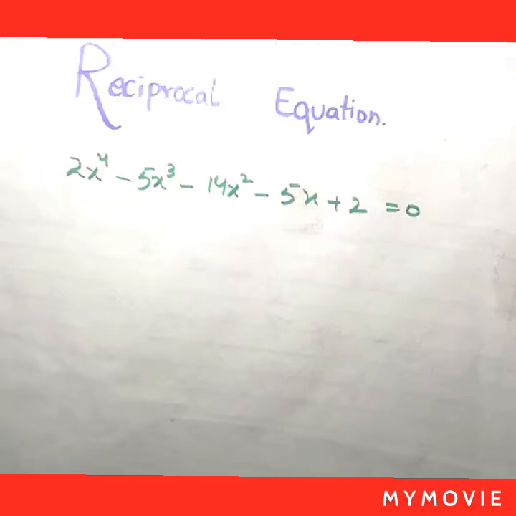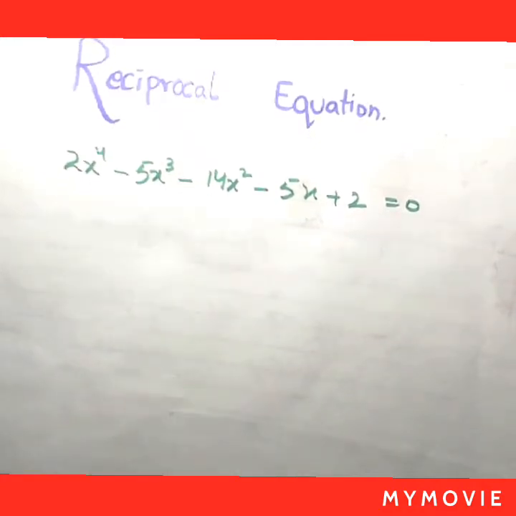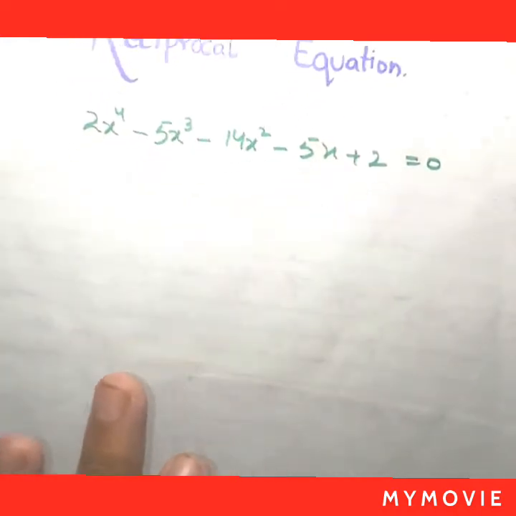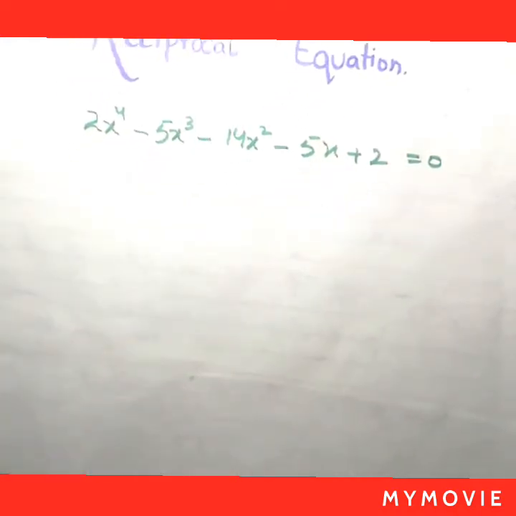This example is given in the 10th class course book: 2x to the power 4 minus 5x cube minus 14x square minus 5x plus 2 is equal to 0. How can we make it reciprocal and how can we reduce it to degree 2? We have to divide by x to the power 4 over x square to make it degree 2. The x to the power 4 is the highest power. We have to identify first the highest power and then the lowest one. The highest power tells us what power of the variable x we divide by.